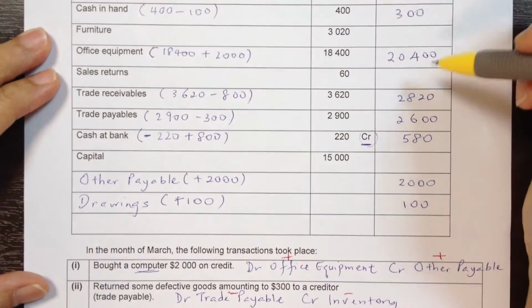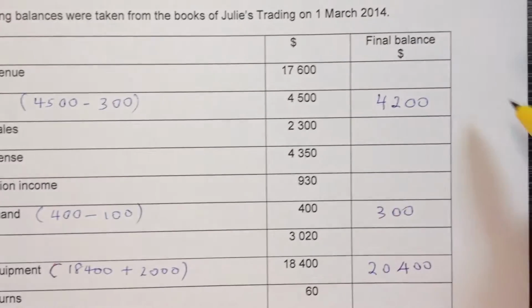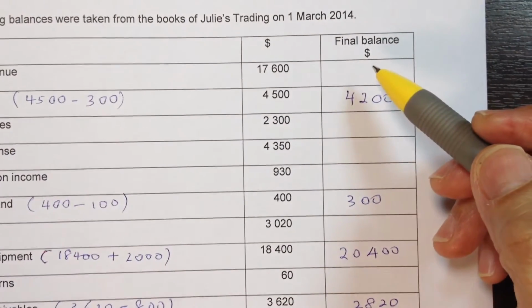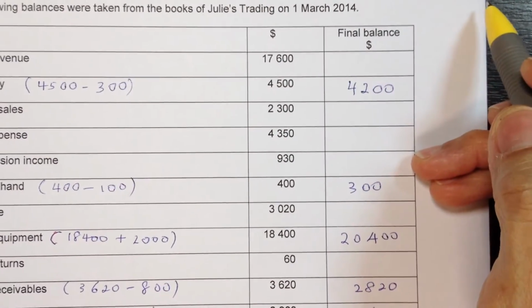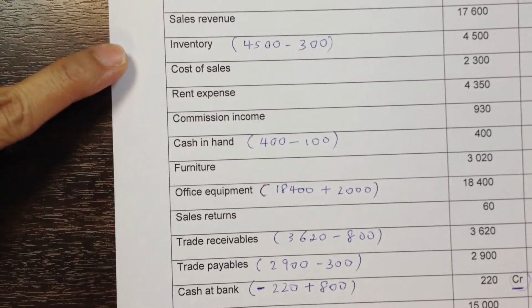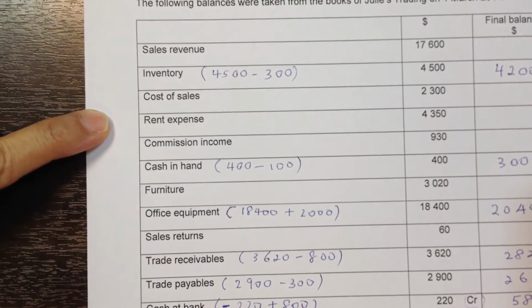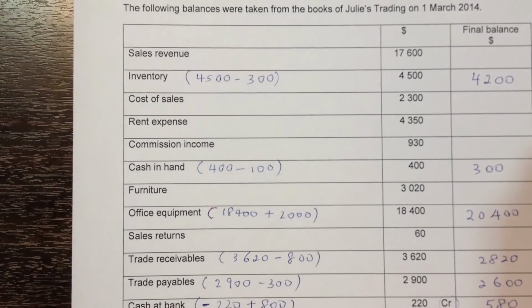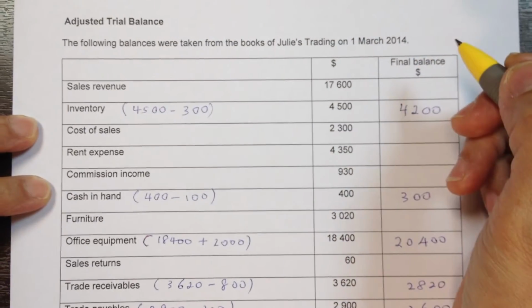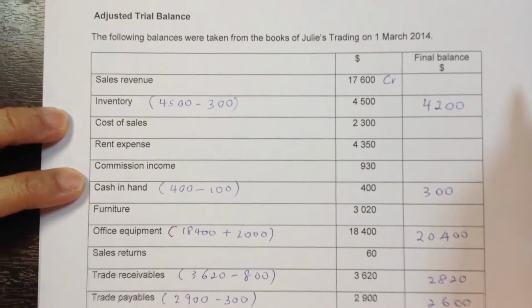Okay, we have all the balances. Those that are not affected by these transactions, you also need to put them in your trial balance. What we'll do now is, using your knowledge of the normal balance of these accounts, whether they are asset, liability, income, or expenses, or equity, you must know whether they belong to the debit column or the credit column of the trial balance. Sales revenue, it is an income, so you should credit.